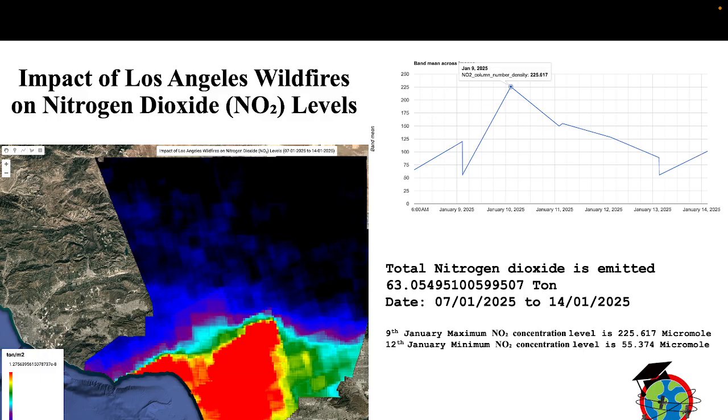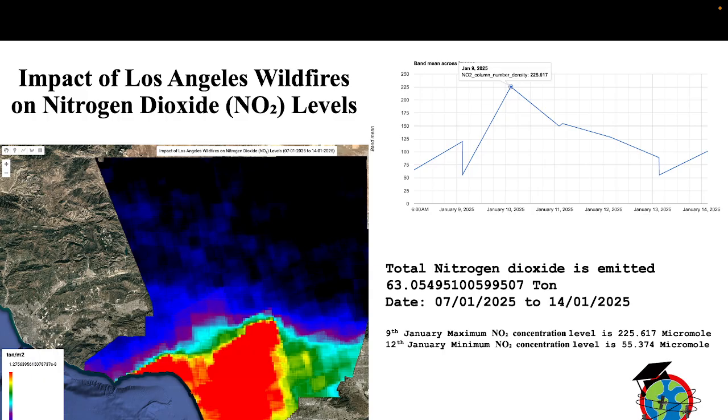So basically wildfires have become increasingly frequent and severe phenomena in Los Angeles, driven by climate change, drought, and urban expansion into fire-prone areas. It also increased the devastating loss of property and biodiversity. Their impact on air quality, particularly nitrogen dioxide level, has emerged as a significant public health concern.